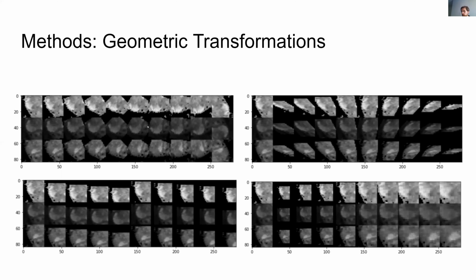We then applied static augmentation. So this meant that we kept the original images, but we copied them, and then we applied various augmentation strategies. So we did rotations, you can see here, we did shears, we did translations, and we did scales.